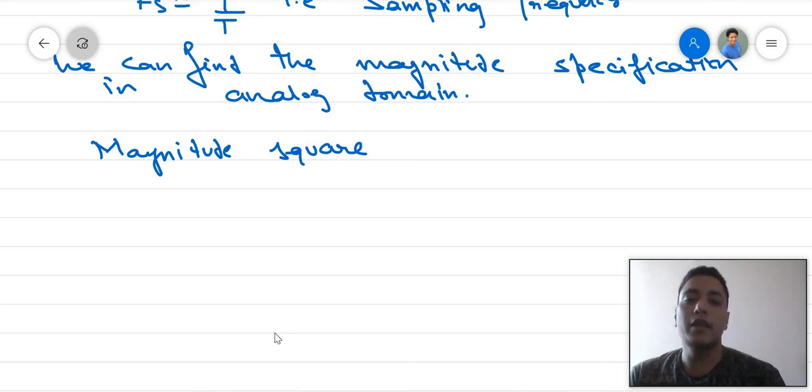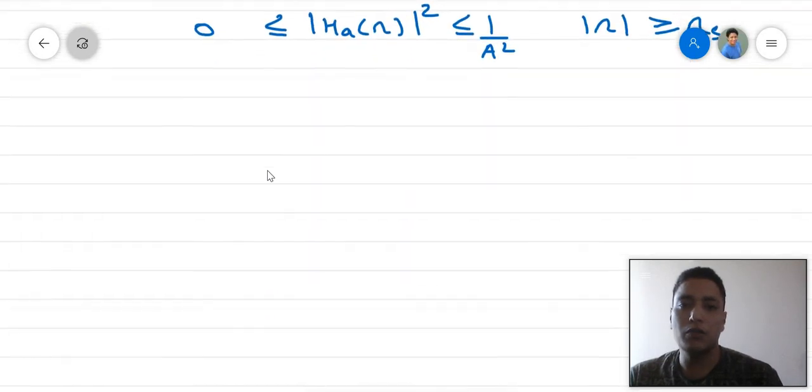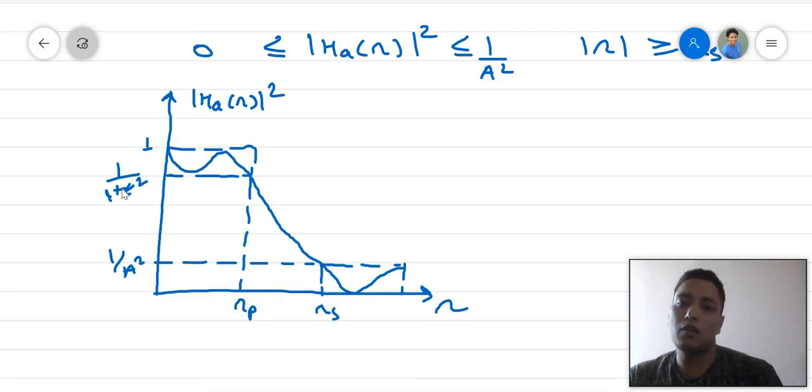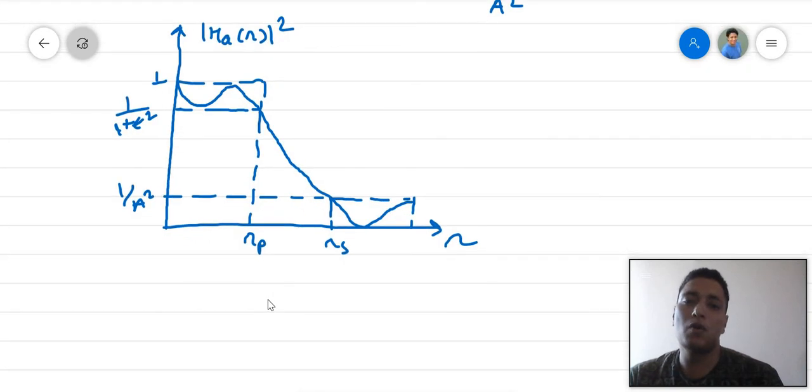So the relation will look like 1 by 1 plus E square for the pass band, and it will be 1 by A square for the stop band. Then we can draw the magnitude square response for the analog filter as 1 by 1 plus E square from 0 to omega P. From omega s onwards it will be 1 by A square. This is the analog filter response.